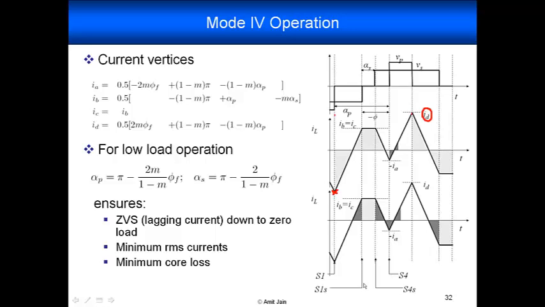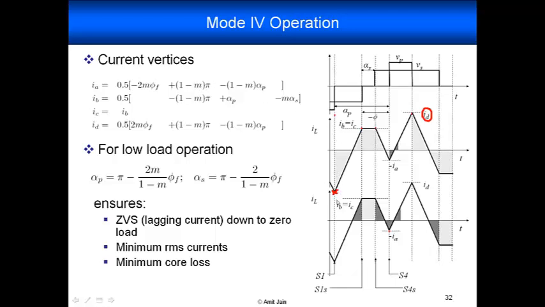For S1 to have zero voltage switching, we want this current vertex to be greater than 0, so IB greater than 0. For S4, again we want this current vertex IC to be greater than 0. For S4 we want this current vertex to be less than 0, that is IA greater than 0. Now we can enforce those conditions just on these current expressions and get zero voltage switching.